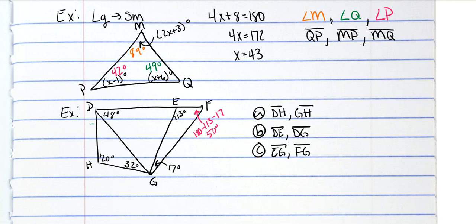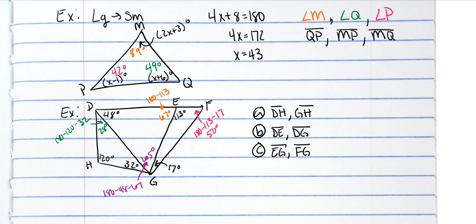Now let's see. This angle here, I would do 180 minus 120 minus 32, and that would give me 28 degrees. So this one here, I would do 180 minus 113 because those are a linear pair, the two right next to each other. And that would give me 67 on this one. And then this one, I would do 180 minus 48 minus 67. And that would give me 65 degrees. So those are all my missing angles.